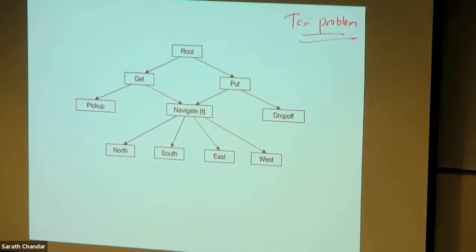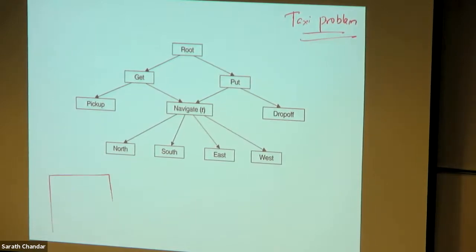Okay, so the task is to pick up the customer. This is just a task hierarchy. It could be a grid world where you have a taxi. Let's say the customer is here and the destination is here. And your car might be here.